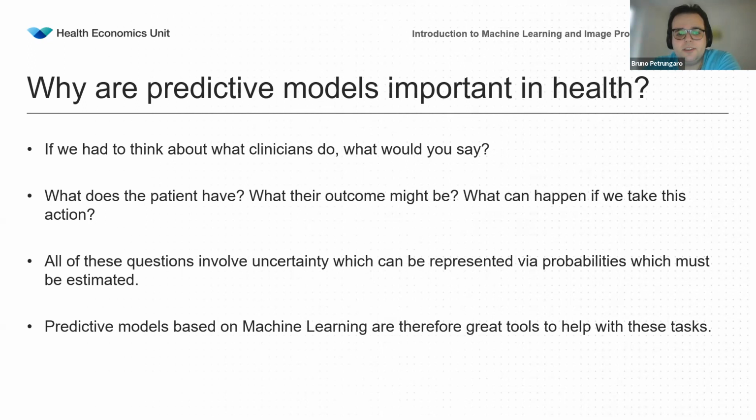Most of these questions involve a good level of uncertainty. So we can model and represent it by probabilities, which we can estimate. These questions, which are almost entirely about prediction, show us that predictive models that involve domain knowledge while building have a place in this field.